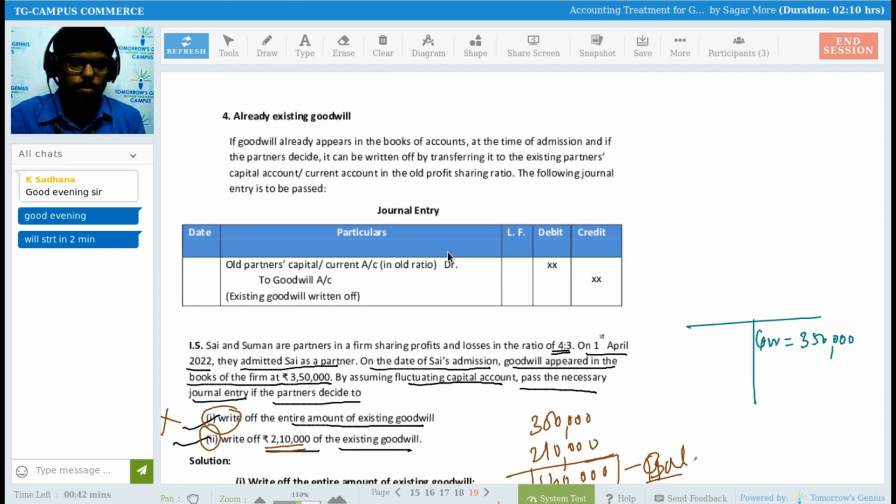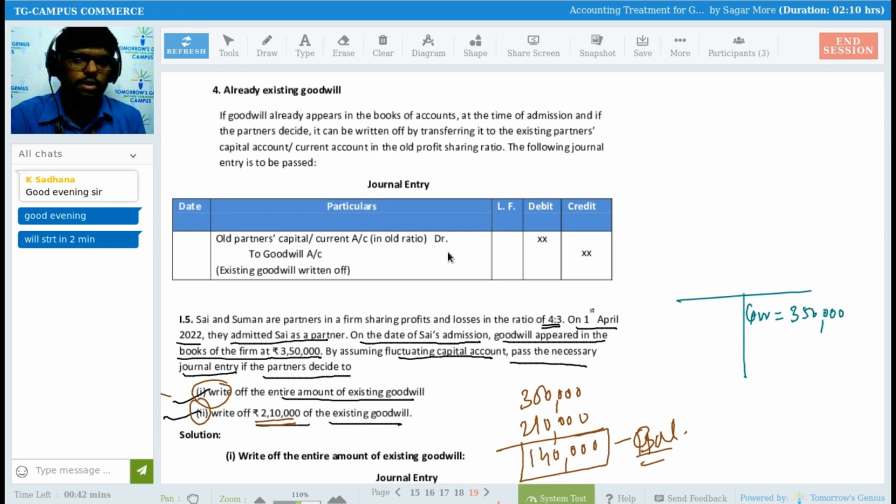and accordingly I need to pass the journal entry. See, which entry do we have to pass when goodwill already appears, for writing off, for cancellation of goodwill? Please tell me one answer. I'm asking you, Sadhna, Dhanushri, and Shivarish. Goodwill is nothing but an asset for us, that we know. If goodwill is an asset, asset means debit or credit? The debit, sir. Asset means debit.